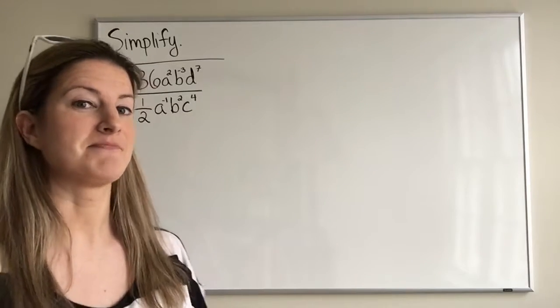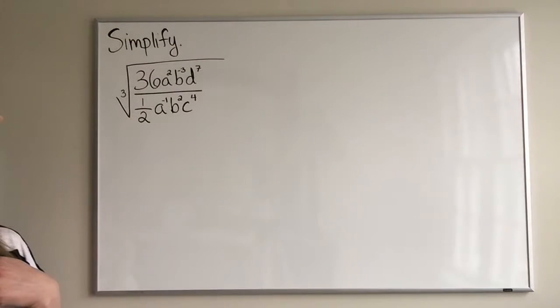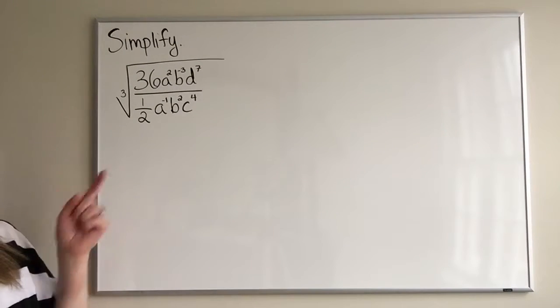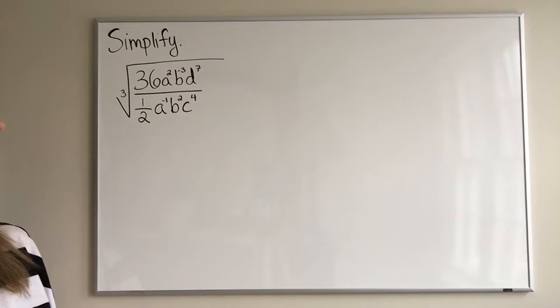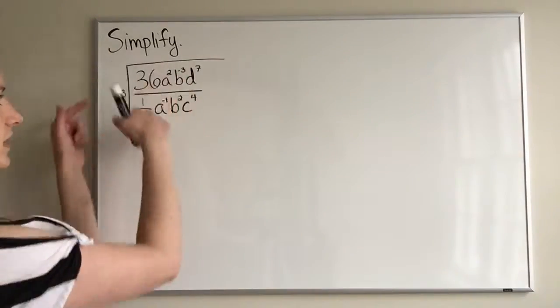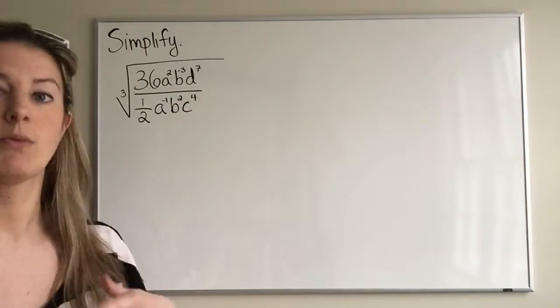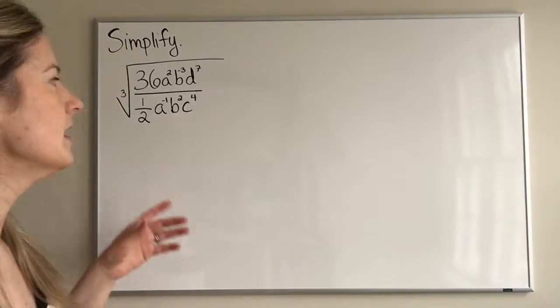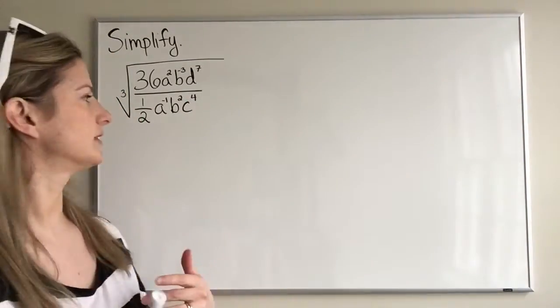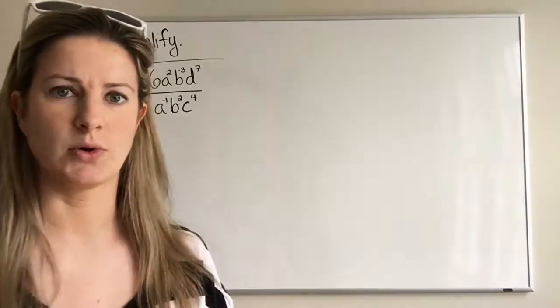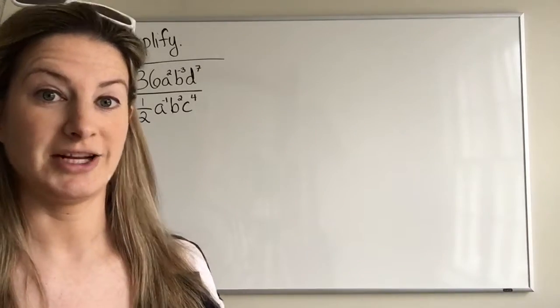Let's give this problem a try. We're going to simplify the cube root of 36a squared times b to the negative 3 times d to the 7th over 1/2 a to the negative 1 b squared c to the 4th. So basically it's the cube root of this quotient right here. We want to simplify it. What simplify means is, can we pull anything outside of that radical? And then of course we want to make sure that our denominator is rationalized.